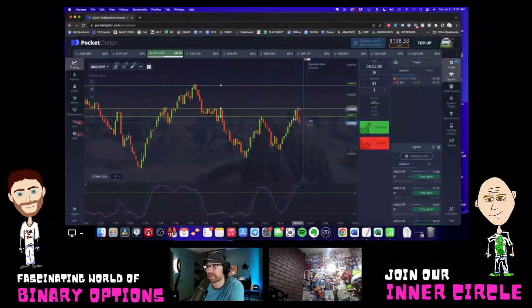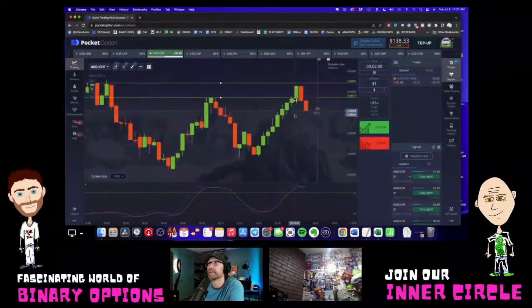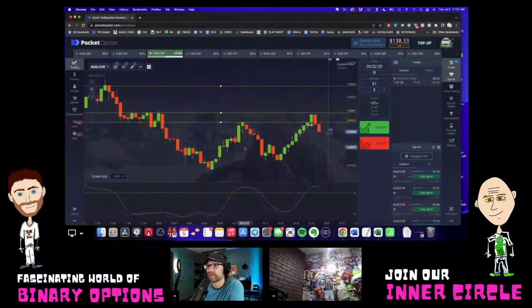I was in a little bit early on this. I kind of jumped this one a little bit. I could have taken it right when it hit this for 2 minutes. And even if I would have done that, as soon as it touched this line, if I would have taken a put for 2 minutes, it looks like it still possibly could win.